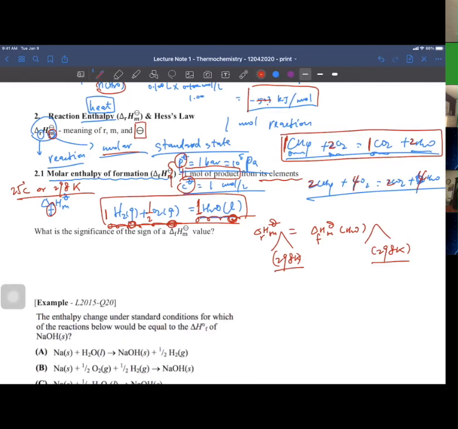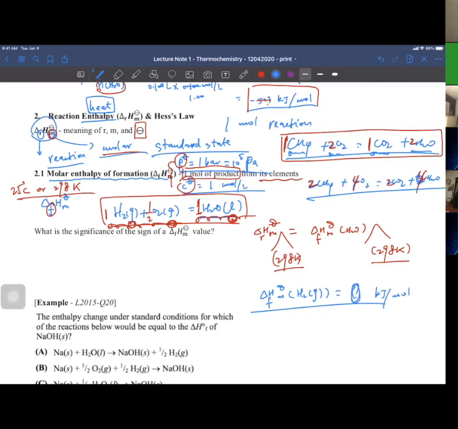So a following question will be, what will be the delta HF of an element? What will be the definition of the molar enthalpy of formation of an element such as hydrogen gas? It would be 0, right? This makes sense because it itself is an element, so it is defined as 0. It is 0 kilojoule per mole, right?